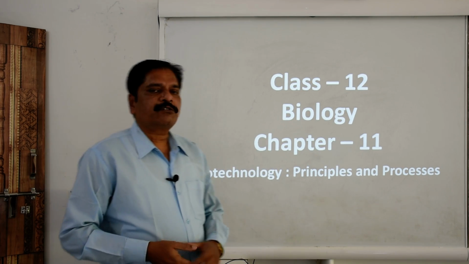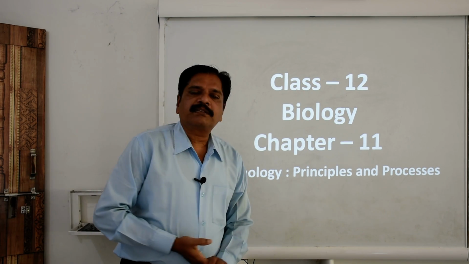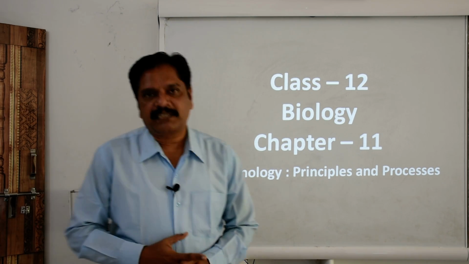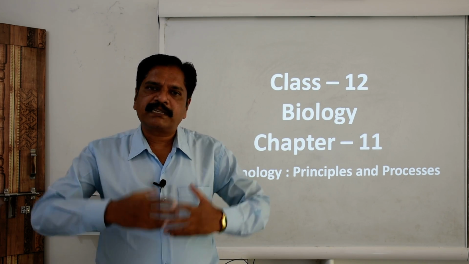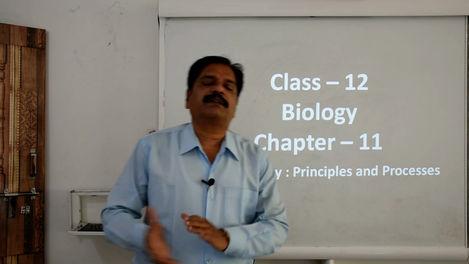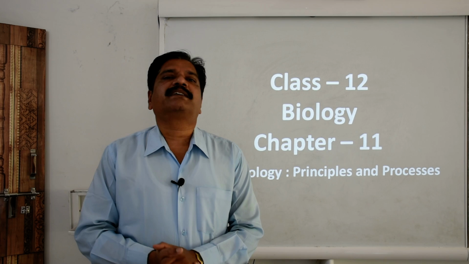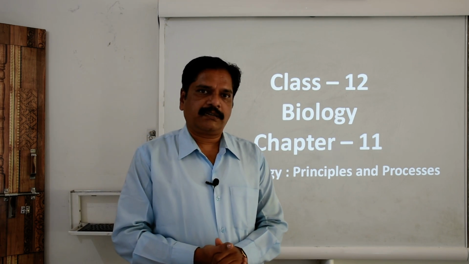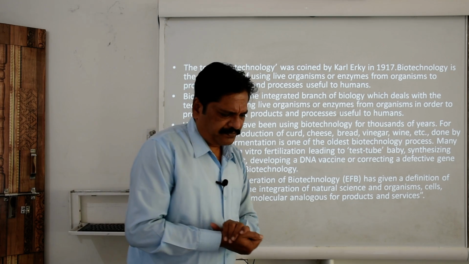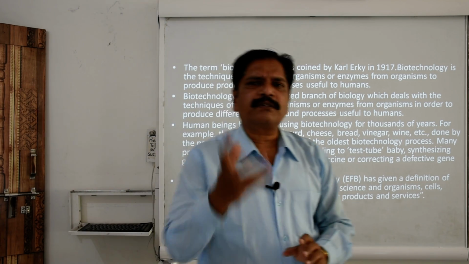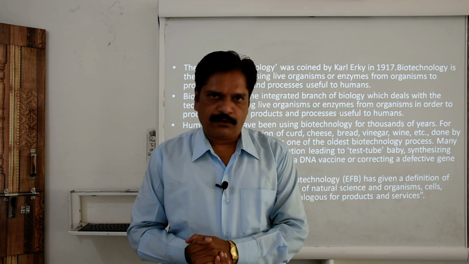Today we are going to start our new chapter, that is the 11th chapter, biotechnology, principles and processes. Clear? Now this biotechnology chapter is divided into two parts. One is the principles, and second is the application of biotechnology. Now when we talk about biotechnology, this word is made of two words. One is bio, and second is technology.